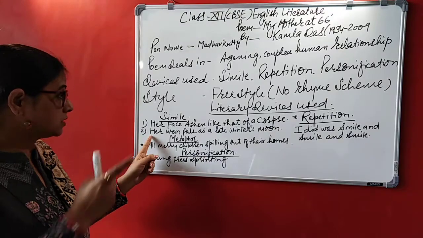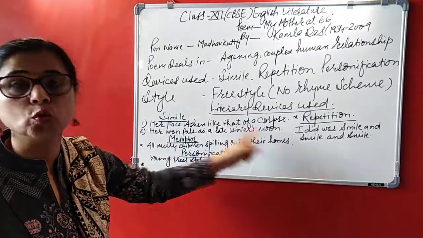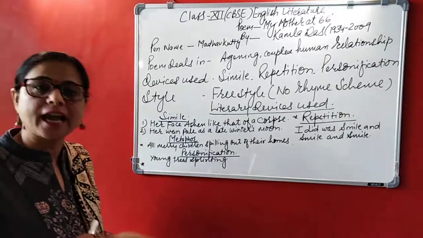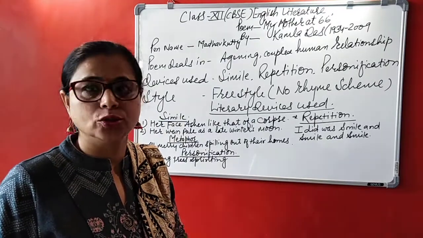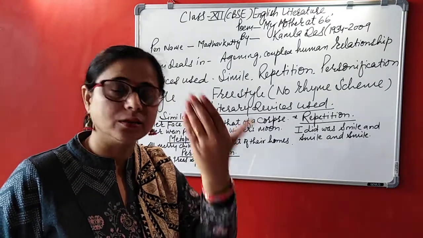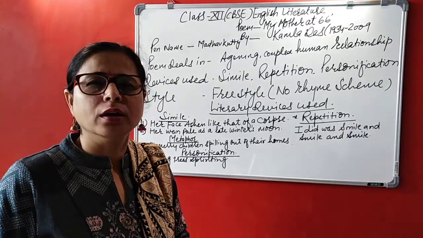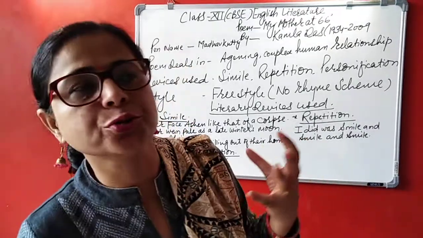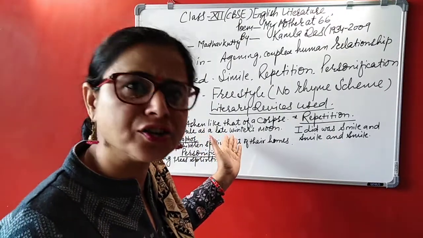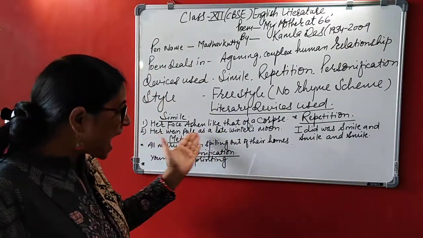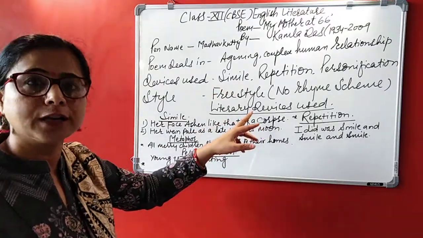Second, where simile is used: "her wan pale face as a late winter's moon." So her face was looking like the late winter's moon. As I told in the poem, during the winter season, moonlight doesn't approach the earth clearly. So the moon loses its charm and beauty during the winter season. In the same way, mother has lost her beauty, charm and energy. So her face has been compared to the late winter's moon. This is another example of simile.